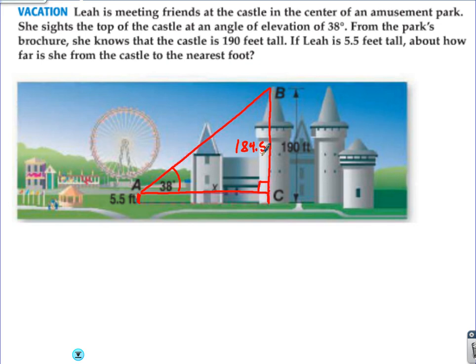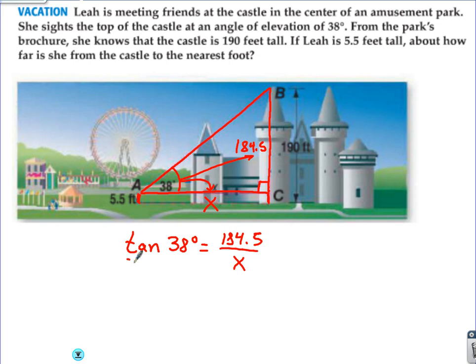She is looking up at the top of the castle from an angle of 38 degrees. She wants to know how far she is from it. So pretty much she wants to know what this is, the distance. We first decide, is it going to be a sine, cosine, or tangent problem? We're given the opposite side. We're asked to find the adjacent side. What type of problem is that? Good. The tangent of my angle is equal to opposite over adjacent.